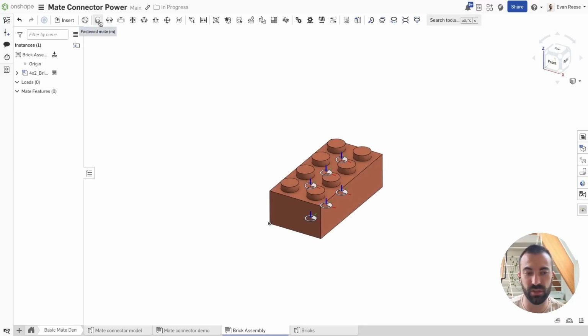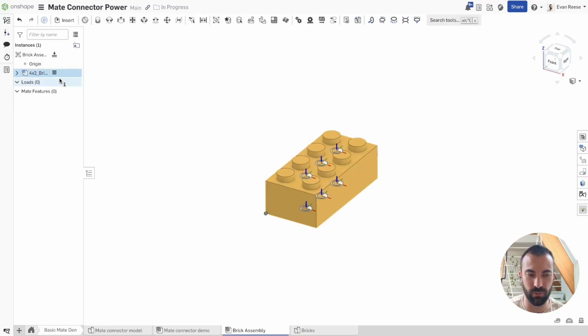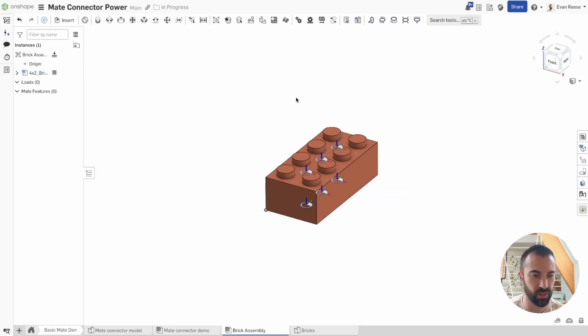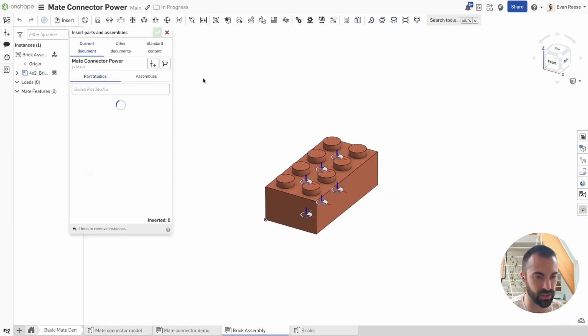whereas if they're mated to each other with a fastened mate or just positionally forced to stay together in a group, then it will work. So really, you should only have one thing fixed in your assembly at any given time, and everything else should be related to that in some way. Okay, all right, little aside there.